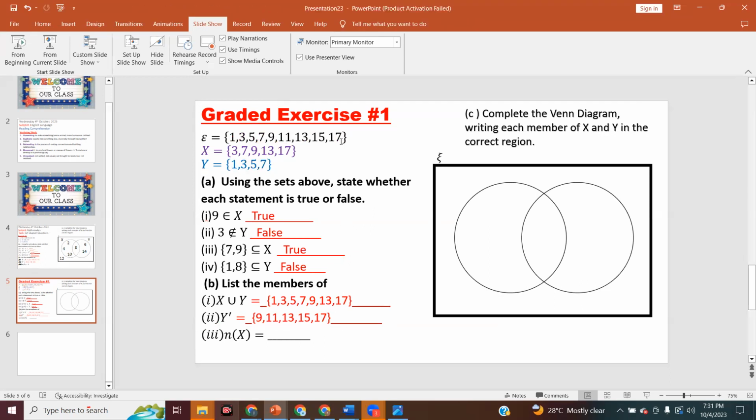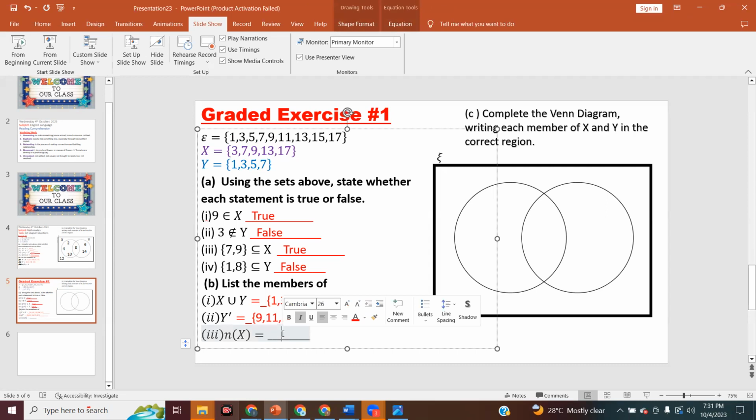Next question. How many elements are in X? The answer is 5, because if we look at it, we have 3, we have 7, we have 9, we have 13, and we have 17. So the answer here is 5.